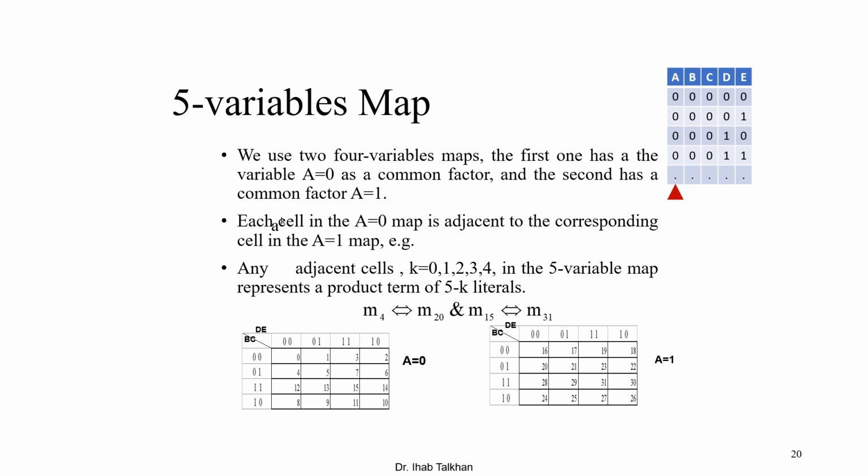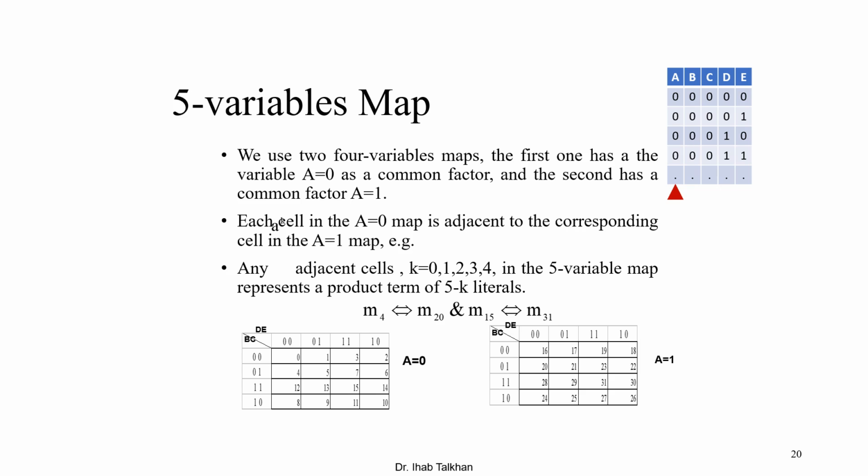For column D, you have double zeros, double ones, double zeros, double ones, and so on. For C, you have 4 zeros and 4 ones, 4 zeros and 4 ones. For B, you have 8 zeros, 8 ones, 8 zeros, 8 ones. And for A, you have 16 zeros and 16 ones.